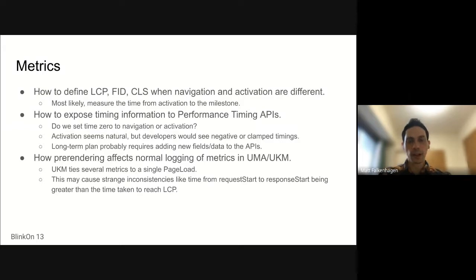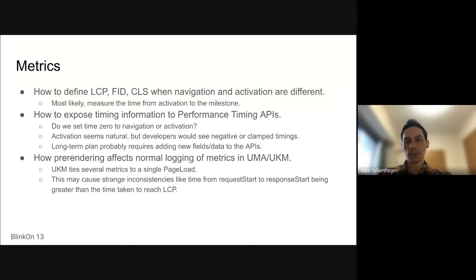We also have to consider how we expose the timing information to the web page with the performance timing APIs. So again, is time 0 going to be navigation or activation? Most likely activation is the natural one, but what do we do with timings that happen before activation? How do we expose that to developers? And that's something that we'll have to consider. Probably we can start out just clamping the timings, making it look like it cost no time to do.